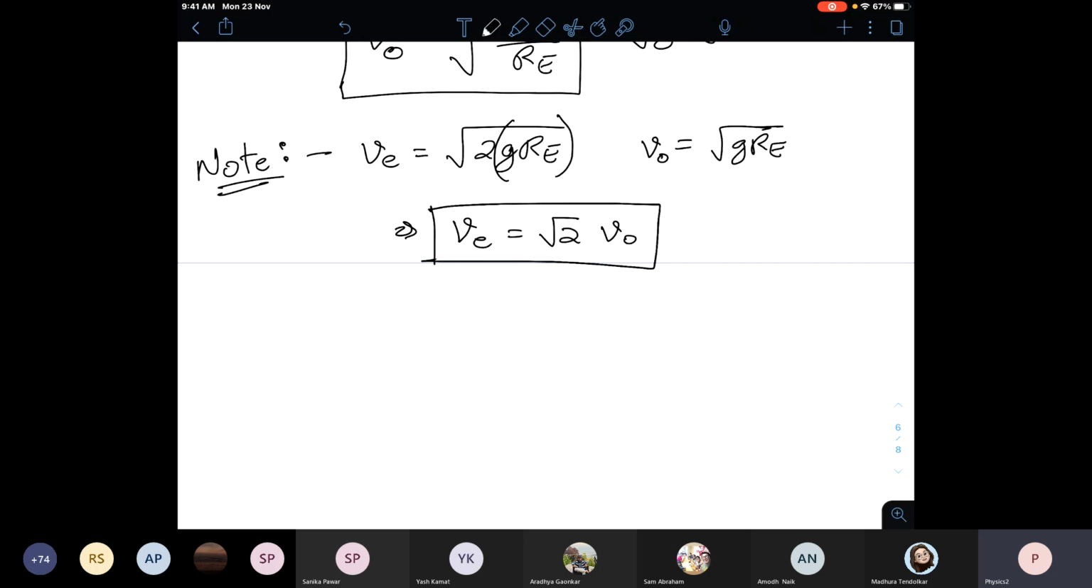That is why it is called a geostationary satellite. Okay, these are basic terms you must be knowing, but we will do that later on also. No need to worry about it.